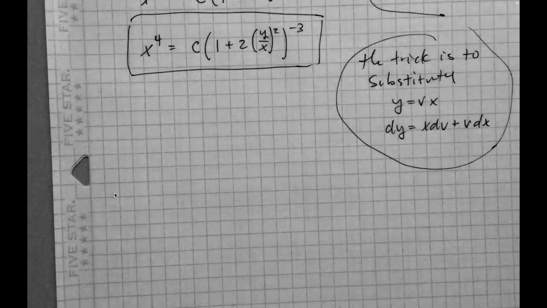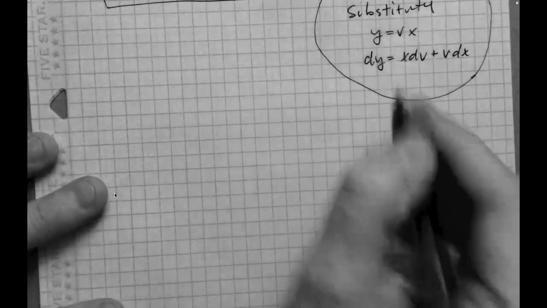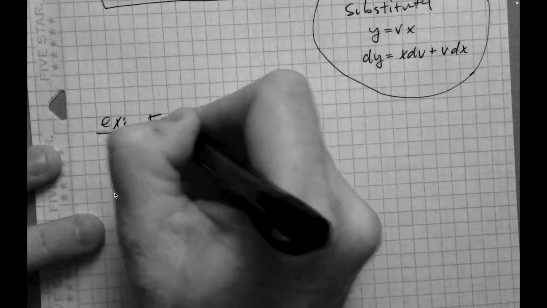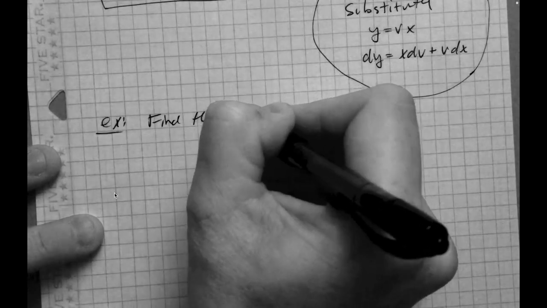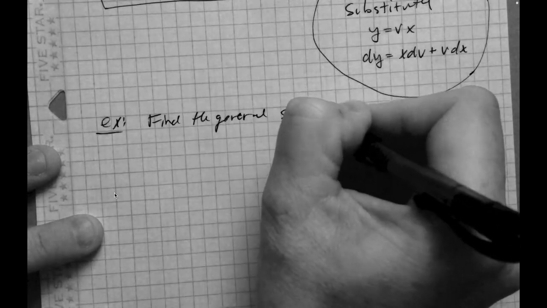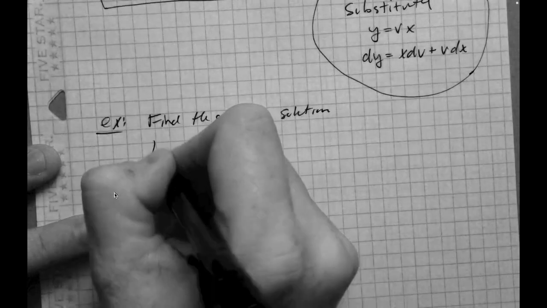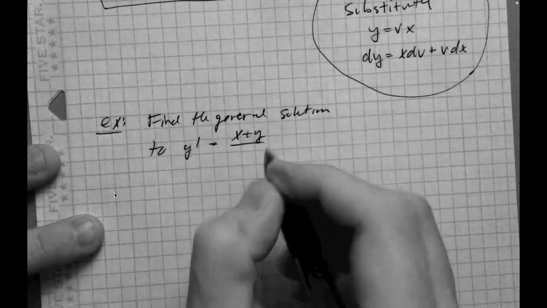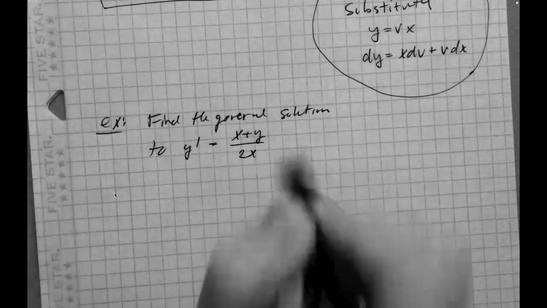Okay, so let's see, we can do one more example. Let's take about 5 more minutes. We'll do one more example. So find the general solution to y prime equals x plus y over 2x.